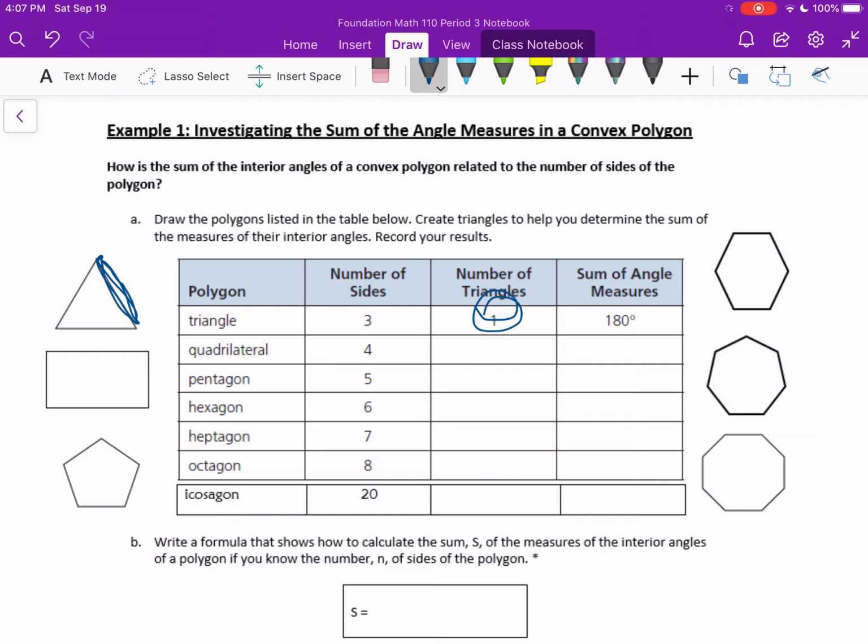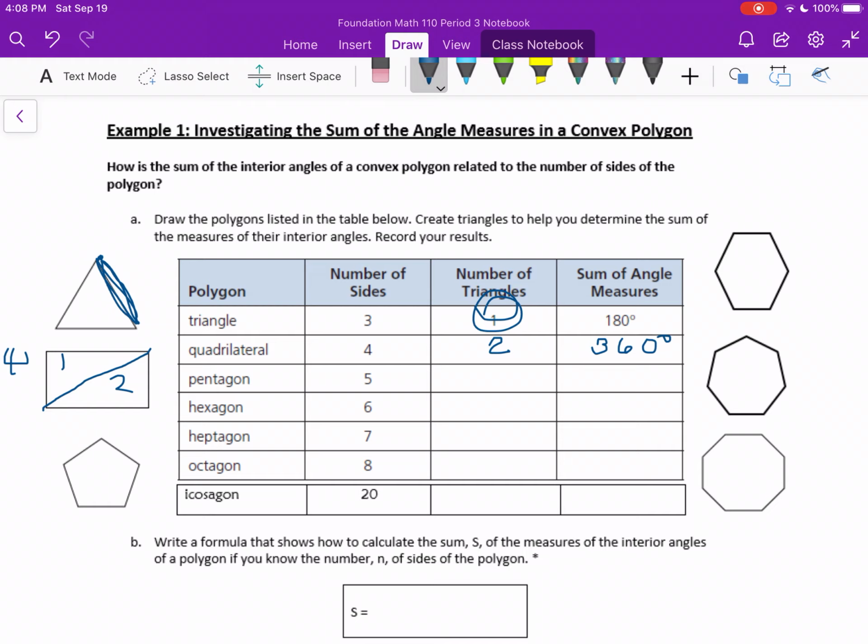Let's have a look at the quadrilateral. So that's the 4-sided shape right here. So I'm going to draw a diagonal from that corner to that corner. And you can see that when I do that, I have 2 triangles. And 2 triangles will have a measure of 180 degrees each. So if I add those together, I'm going to get 360 degrees. And hopefully you guys remember from working in middle school with different shapes that a quadrilateral, a square or a rectangle, does indeed have 360 degrees inside it.